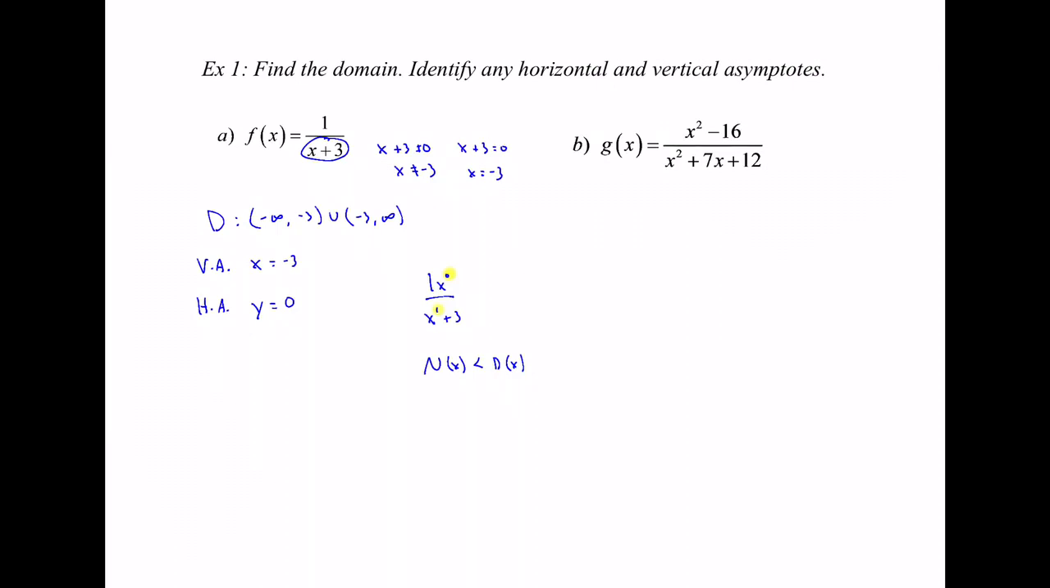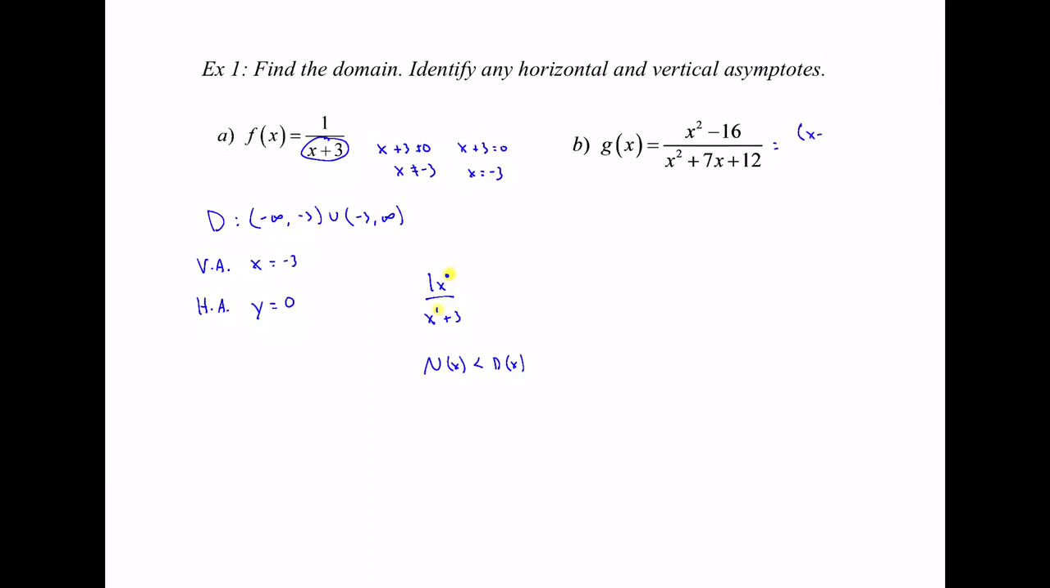Let's go ahead and look at example B. We've got g of x is equal to x squared minus 16 over x squared plus 7x plus 12. So we want to see if, first off, we can cancel anything. So we need to factor these to see if there are any factors in common.